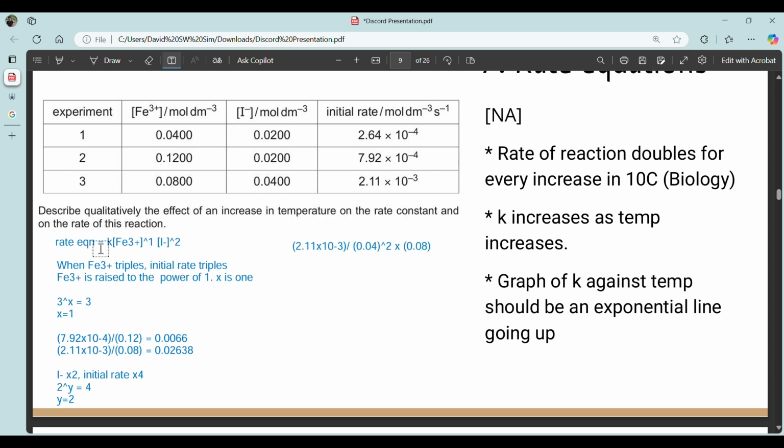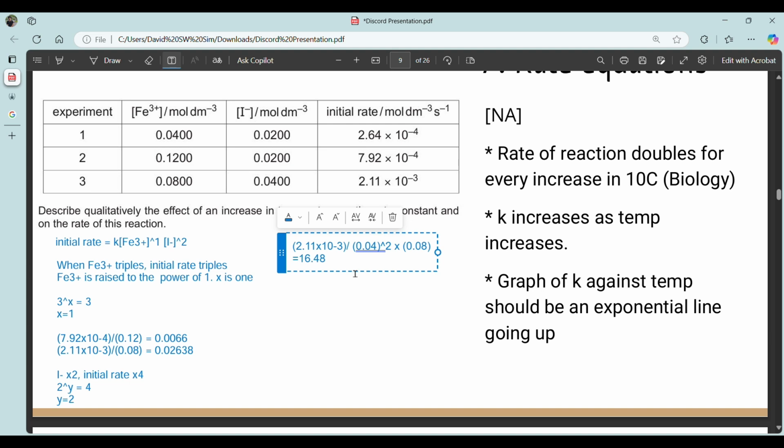Okay, so why do we do this? Because the initial rate is equal to k times the concentration of Fe3+ and the concentration of iodide squared. So if we take the initial rate and divide by this, we get k. It's simple math, and that's exactly what we are doing here. So we get 2.11 × 10^-3 divided by the product, and we get 16.48.